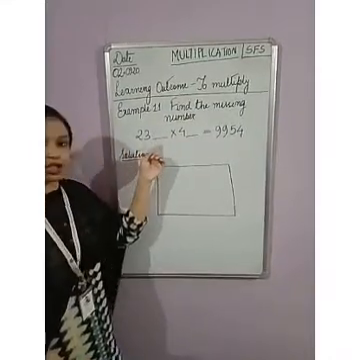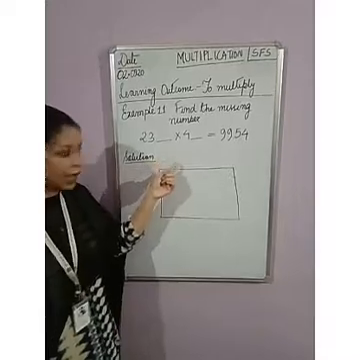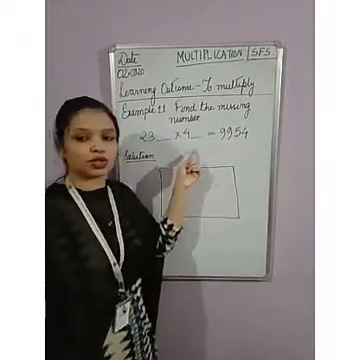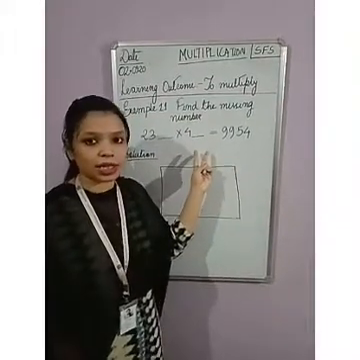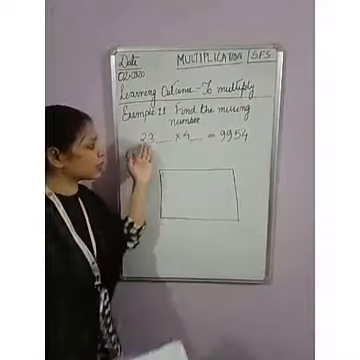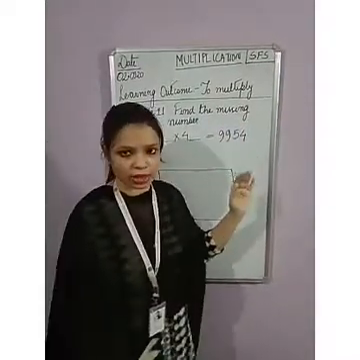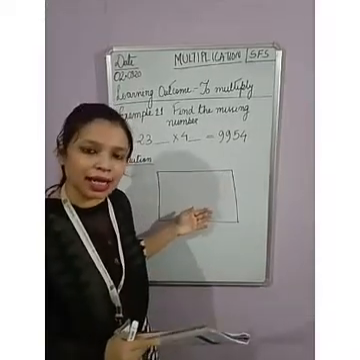2, 3, dash. Dash means one digit will come here, so that it will become a 3-digit number. Okay, into 4 into dash. Only one dash is given, that means one number will come here, that means it is a 2-digit number, and the answer is given here. So we know the multiplicand, multiplier, and the product. Okay, so how do we have to find out? We have to find out using the lattice algorithm.